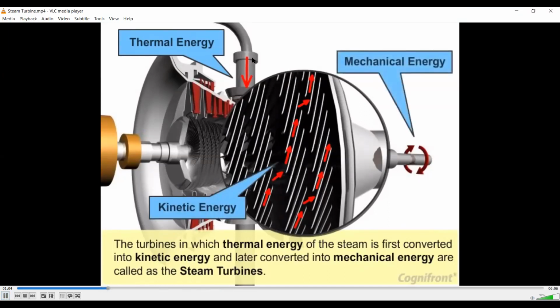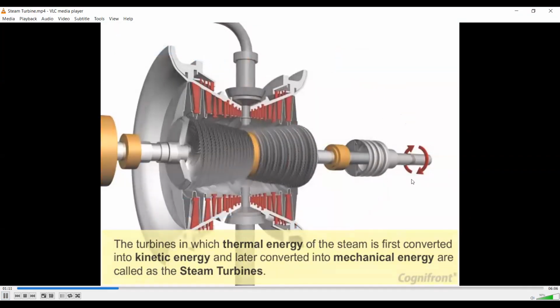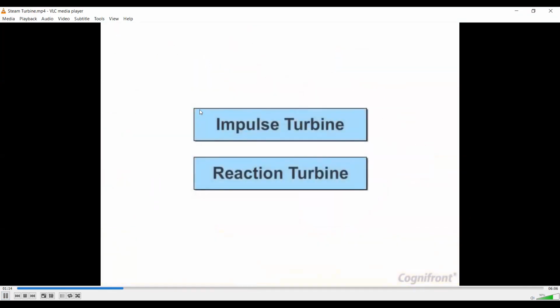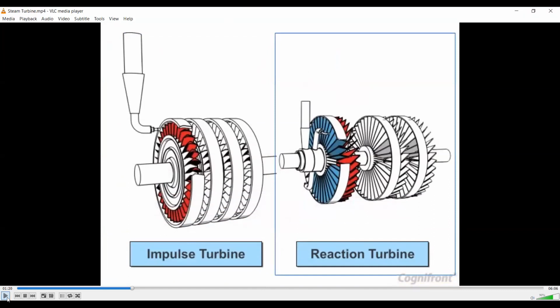So this is the pipe that is connected with the boiler, thermal energy. Then here it is kinetic energy. And finally on the shaft, there comes the mechanical energy. Now, there are two types of steam turbines: one is the impulse turbine and the other is the reaction turbine. See here, this is the impulse turbine and here is the reaction turbine.